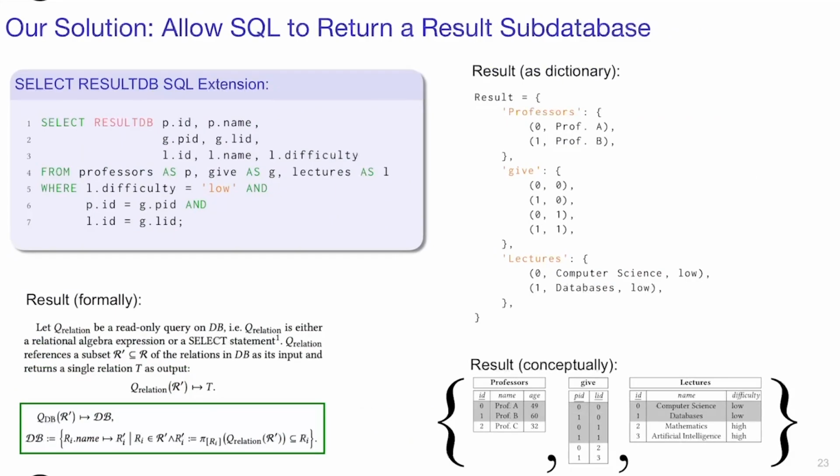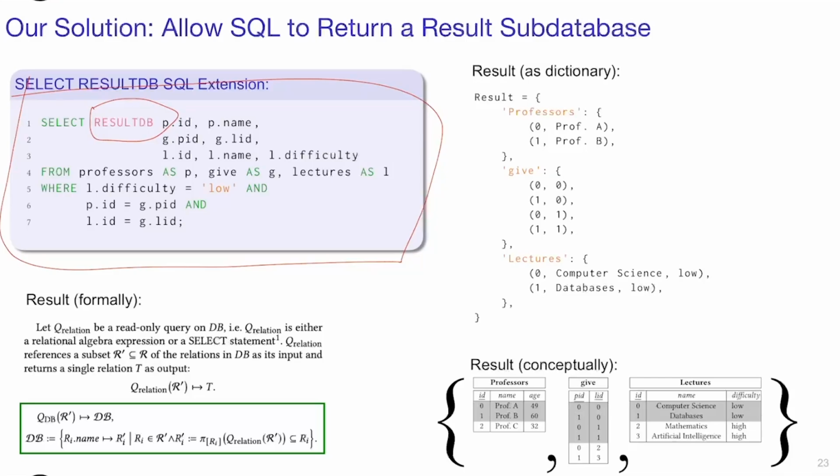Okay, so what we propose is to return a result sub-database. And I want to show you a little bit how this works, what the approaches are, and what you can do with that. So what we do is we take the existing SQL statement, but add a keyword to that, saying result to be. And that means you don't return a single output table, but you return separate tables, each table that's mentioned here.